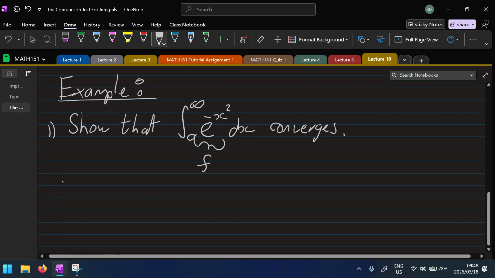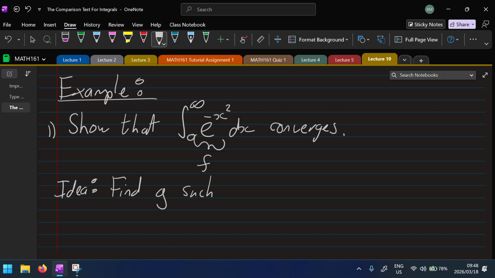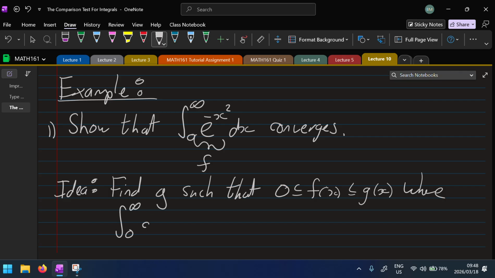So the idea, we're going to find g such that 0 is less than or equal to f, less than or equal to g, where the integral from 0 to infinity of g of x converges. Yeah. So if we can find a larger one that converges, then the smaller one converges, the given one, and we're done. Yeah, so that's the idea.